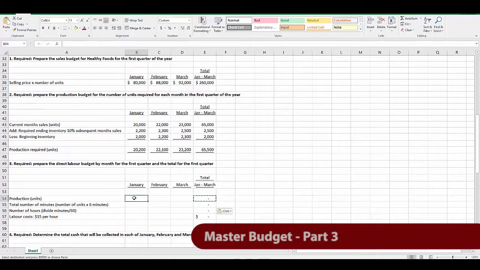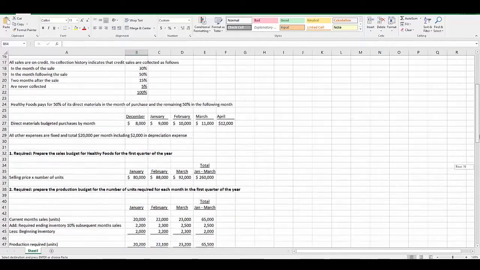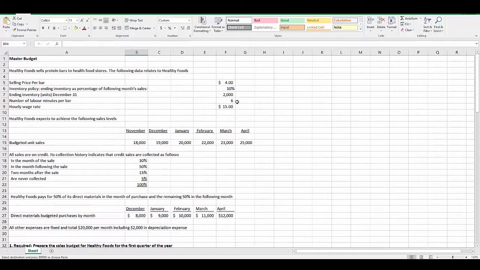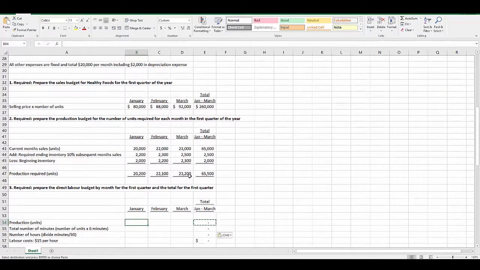Okay, this is part 3 of the master budget problem, and in this part we are asked to prepare the direct labor budget by month for the first quarter. So to do that, we look at how many units we produce and how long it's going to take to produce each one, then multiply it by the cost per hour. We are told in the given information up here it takes 6 minutes per unit, or per bar in this case. So we take our number of units from what we just did in part 2.